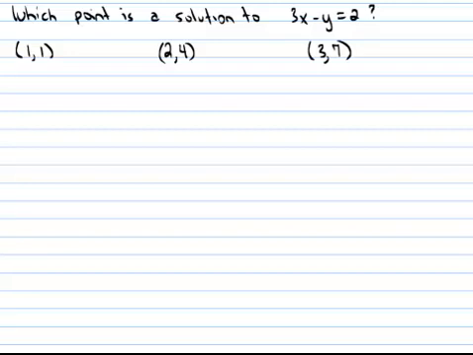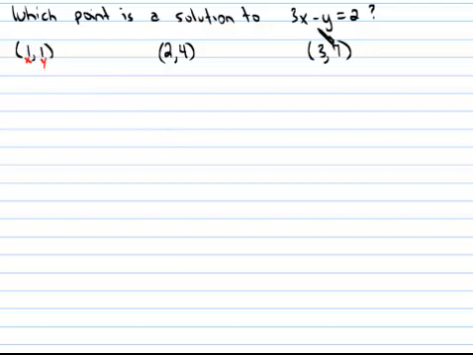Okay, this question is asking which point is a solution to the equation 3x minus y equals 2. So which of these points is a solution to that? It's very easy to check. Basically, it just wants you to check. For each of these points, we're given an x and a y value. For the first point, our x value is 1 and our y value is 1.